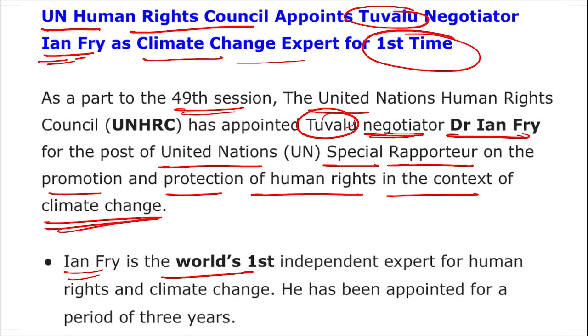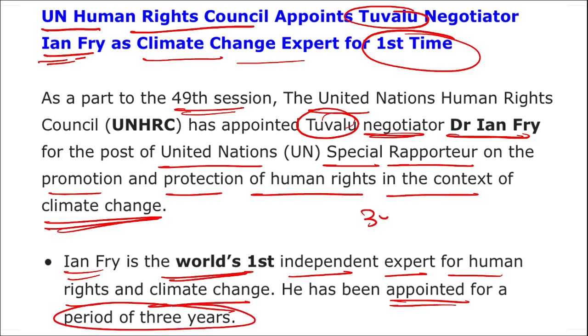Ian Fry is the world's first independent expert for human rights and climate change, and he has been appointed for a period of 3 years. Question will be asked directly to you that who has been appointed as the new human rights counselor or who has been appointed as the climate change expert by the United Nations Human Rights Council, and he is Dr.